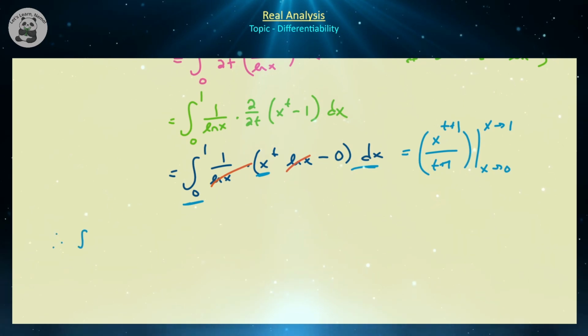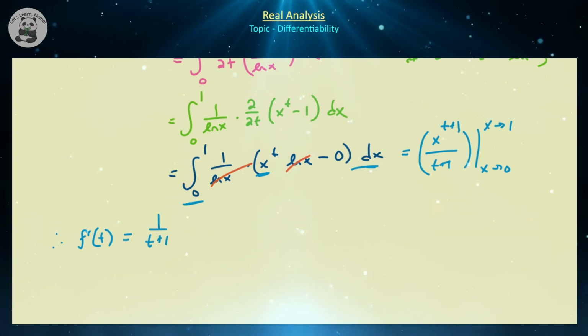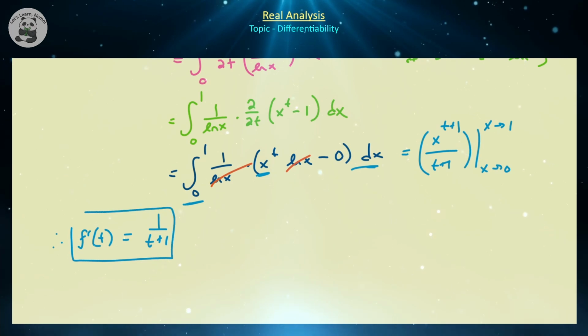That means that f prime of t was equal to, when x goes to 1, 1 to the power of something, which is just 1 over t plus 1. And then when we plug in 0, we have 0 to the power of t plus 1, which is 0, and 0 over anything is 0. So we have that f prime of t is equal to 1 over t plus 1. And that's just a differential equation.